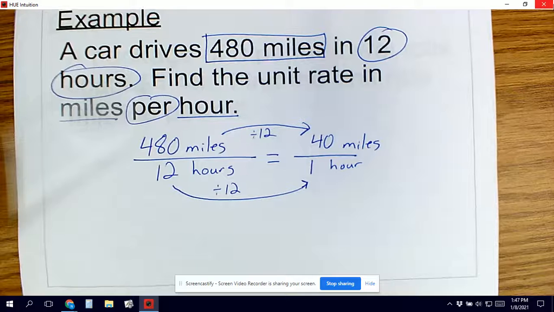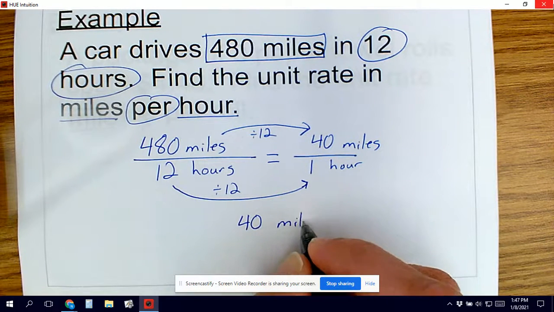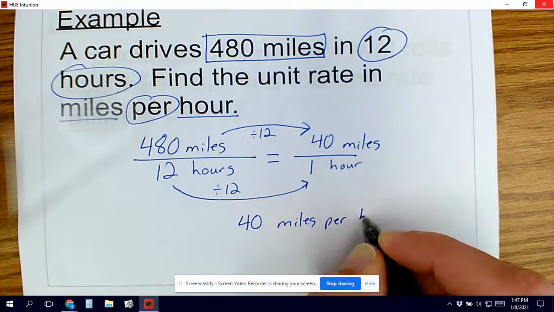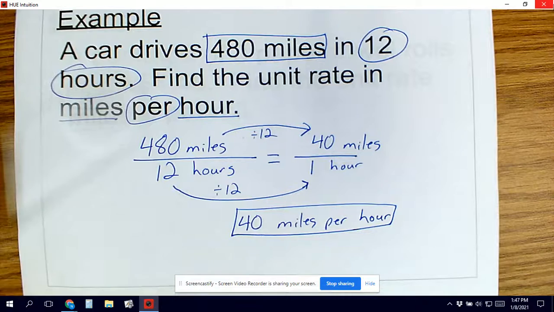So we would say the unit rate of this car is 40 miles per hour. That means every hour that the car drives at this rate, they will cover a distance of 40 miles.